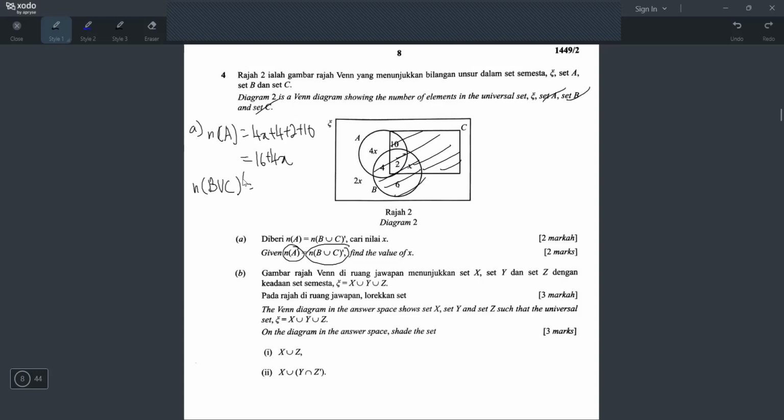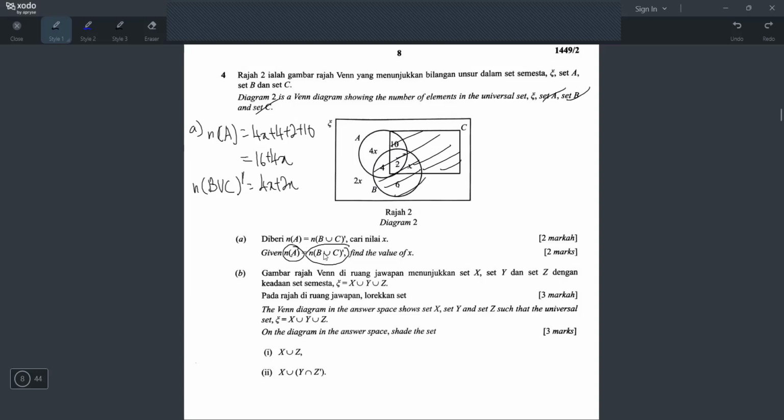But they put a complement here. Complement here means what? Selain daripada B union C. It means I have to take everything except B union C. It means we only take 4x and 2x. Because of the complement, we will not take the 4, 2x, 6, 10. It means I'll take everything except the B union C, right? So it will be 4x plus 2x. So here I'll just write 4x plus 2x.